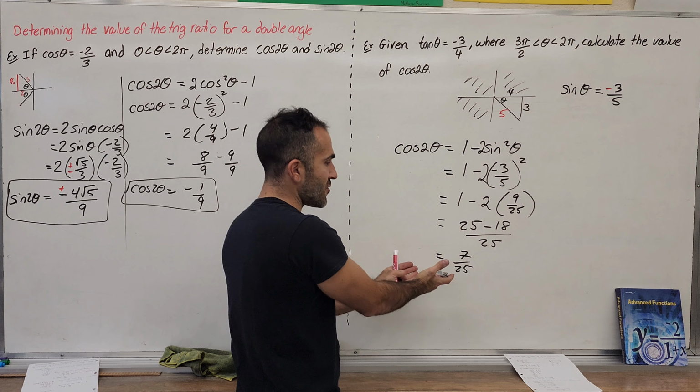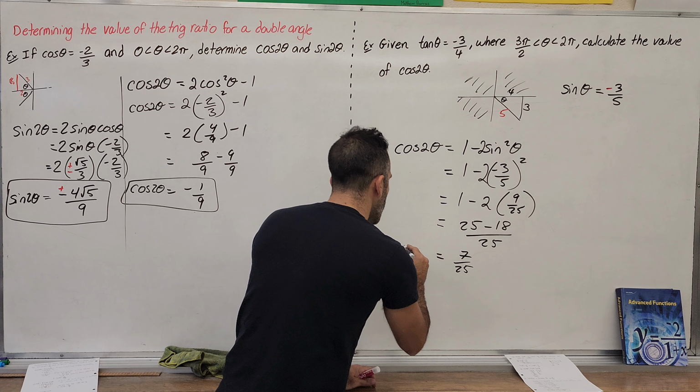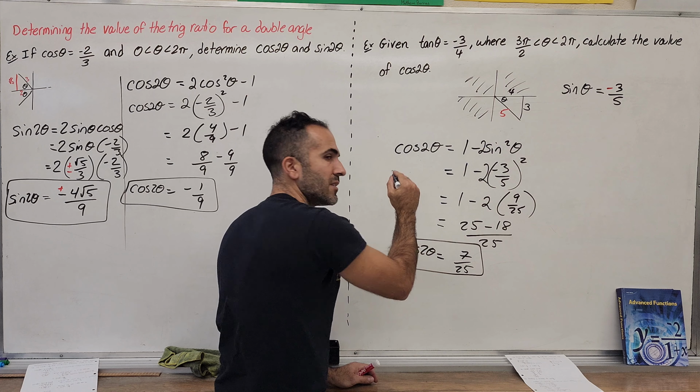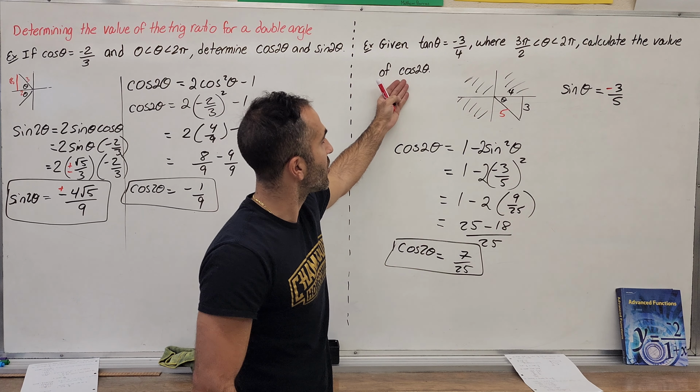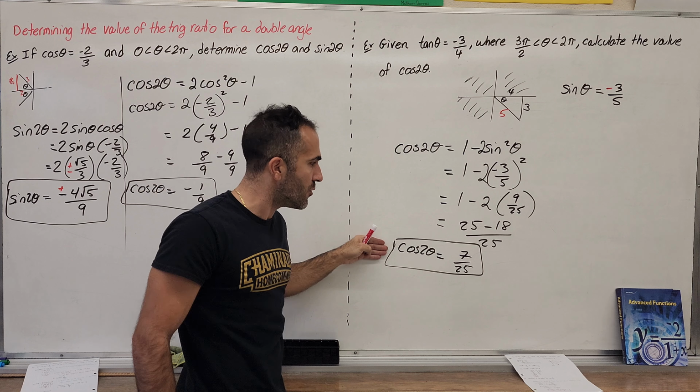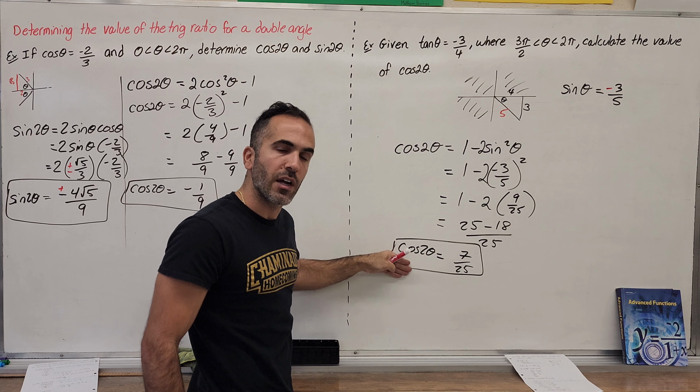I don't like to leave my answer like this. I like to conclude. I know it's not a therefore statement, but this is a conclusion. This is a nice summary. The question's asking for cos of 2 theta. Your conclusion should have everything in it. Cos of 2 theta is 7 over 25. Look here, I know what I'm doing.